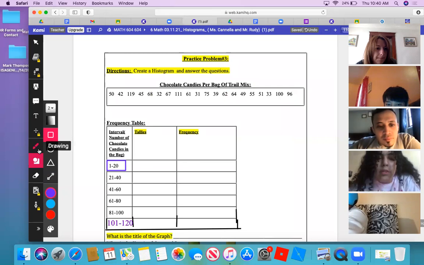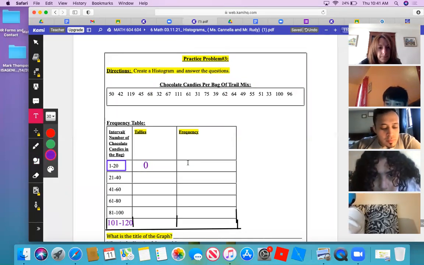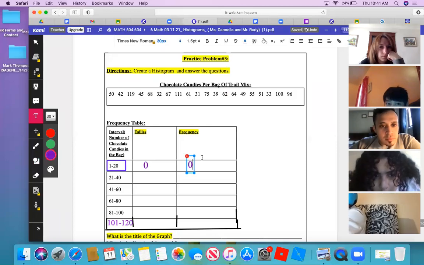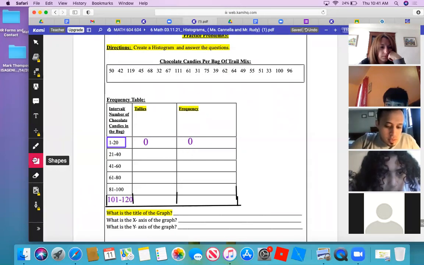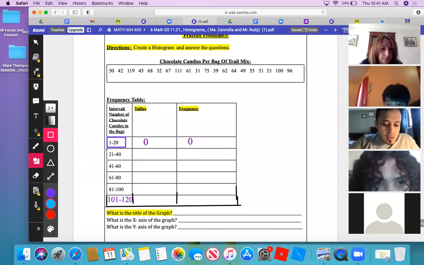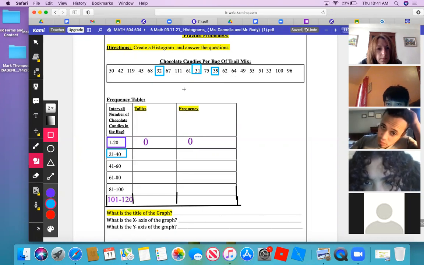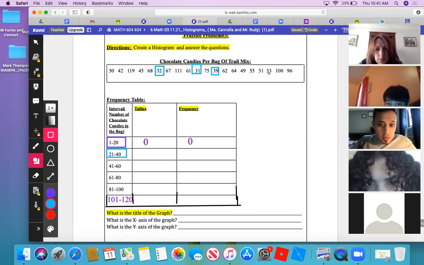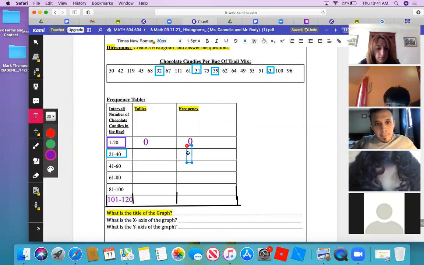So we need to circle anything in between those 2 numbers. So let me see. A 0 is no numbers. And then 21 to 40. So we have 32. So we can circle 32. Okay. We can circle 31, 39. We can also circle 33. So we have four. We had to do 4 tallies, and then the frequency is 4.